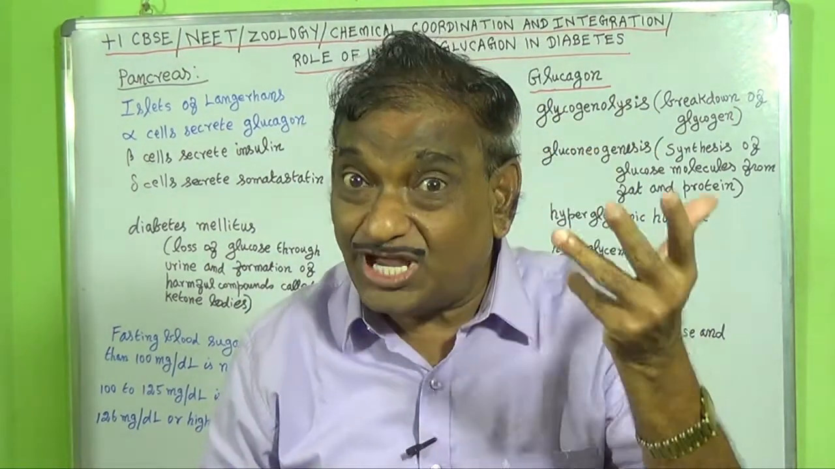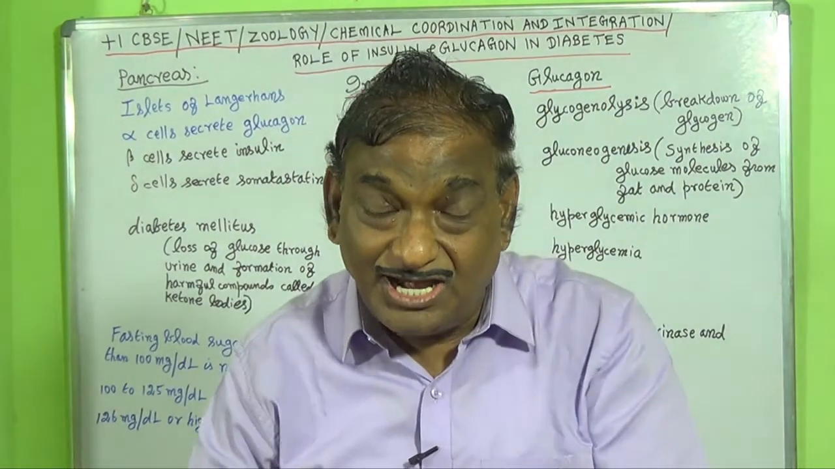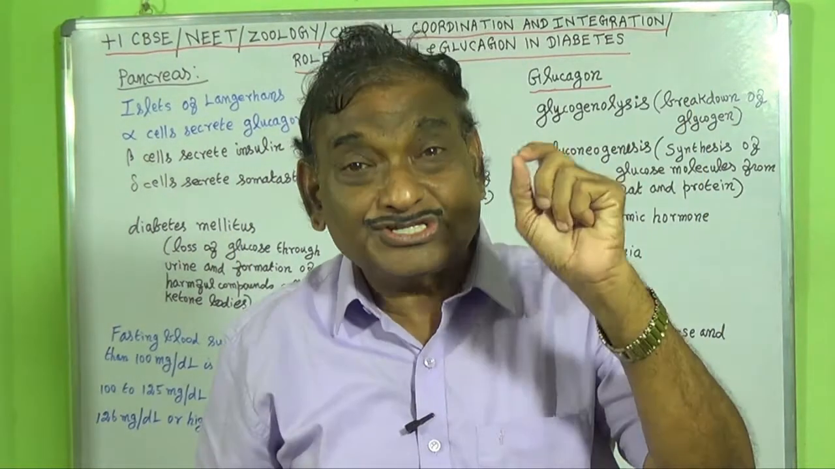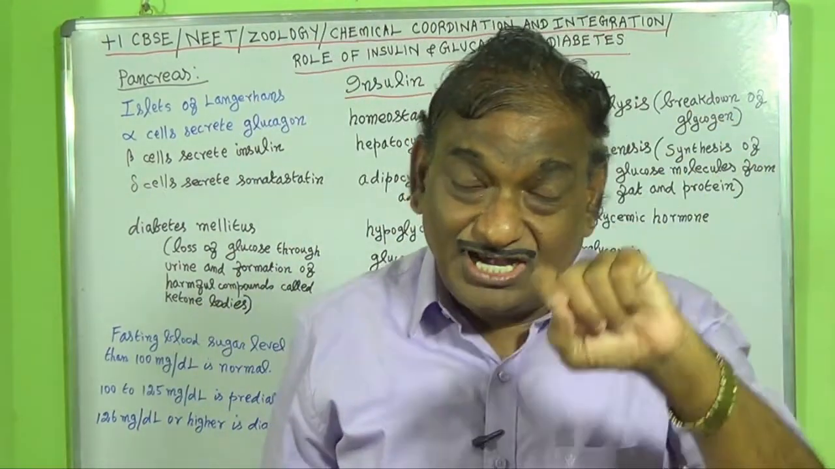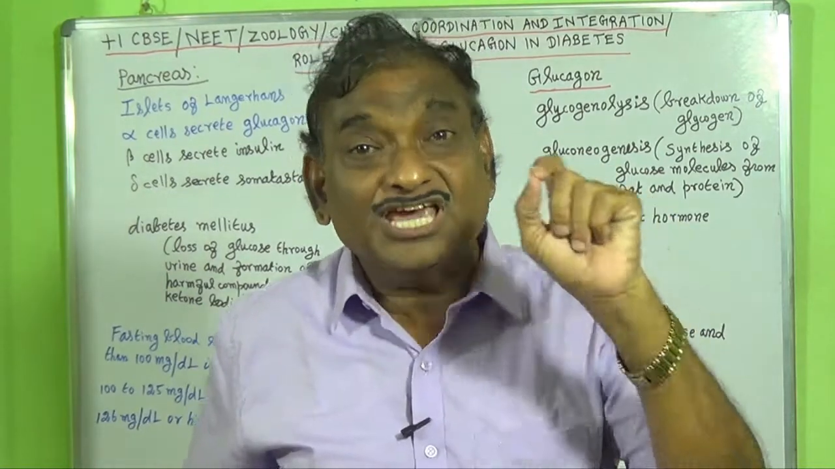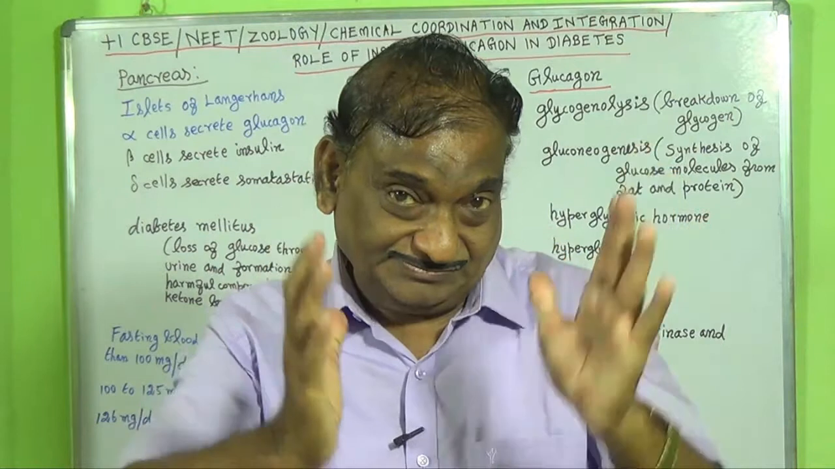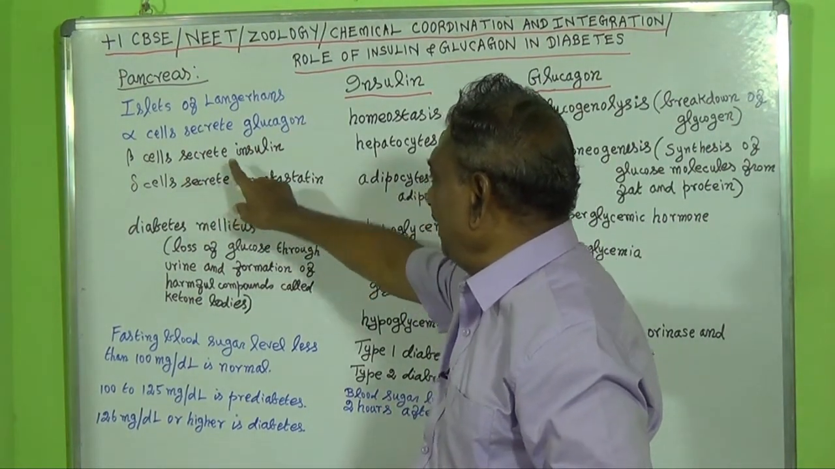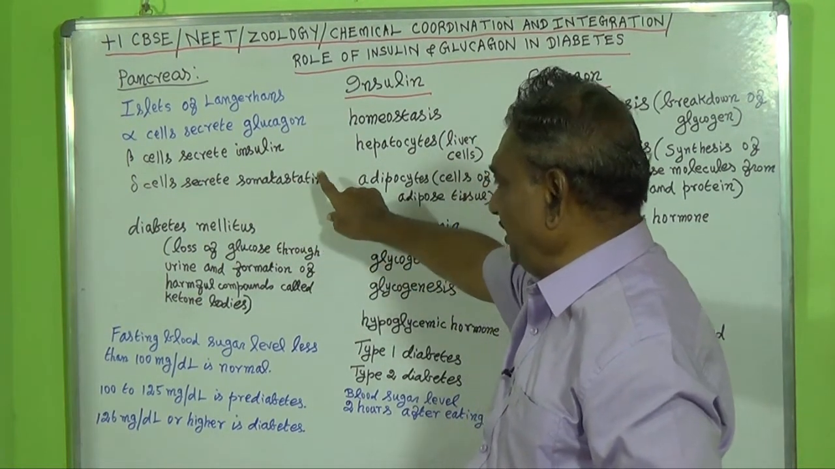We can also say there is one more main cell type called delta cells. The alpha cells secrete glucagon. The beta cells secrete insulin. The delta cells secrete somatostatin. Alpha cells secrete glucagon. Beta cells secrete insulin. Delta cells secrete somatostatin.